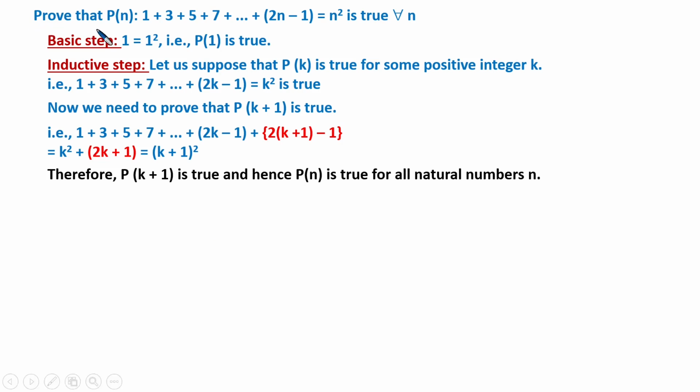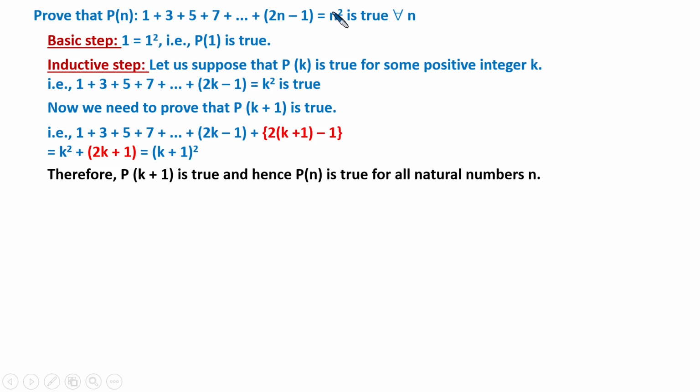Now let us do proof by induction, that proof of P of n, which we did earlier by direct method, 1 plus 3 plus 5 plus 7, but now let us do the same thing using induction. So we know that P of 1, this is the basic step, is true. P of 1 is equal to 1 square, that is P1 is true. The first term is equal to 1 square, because you have been given this formula, so this is true.